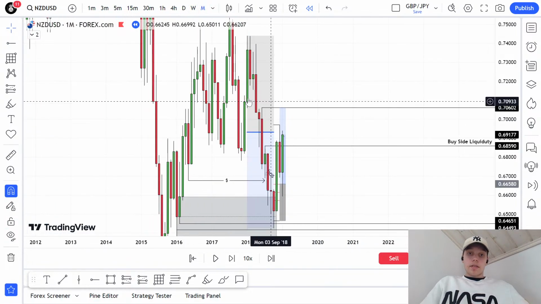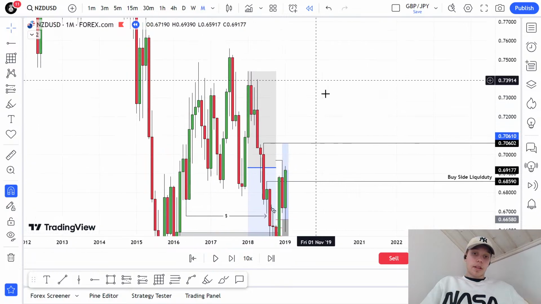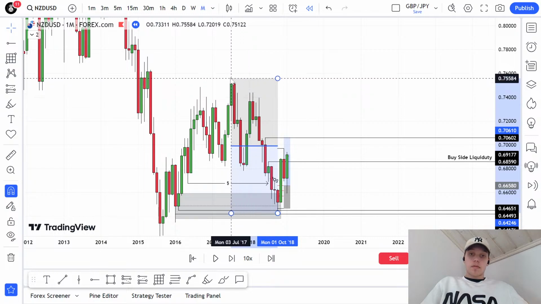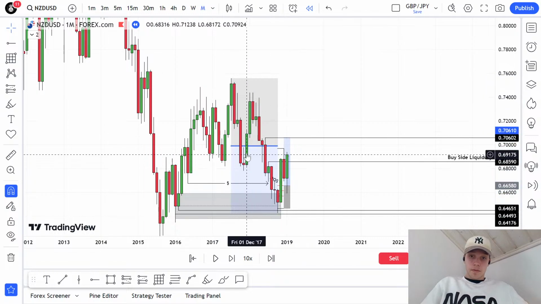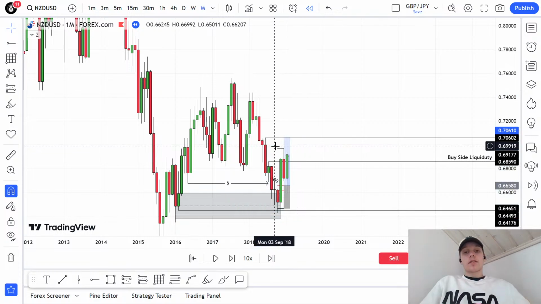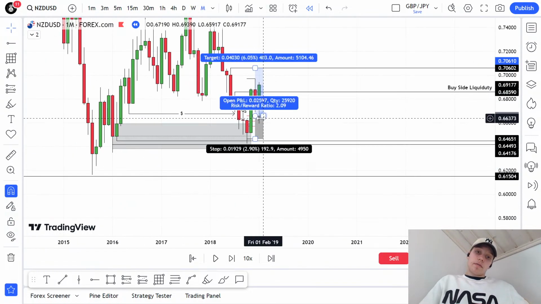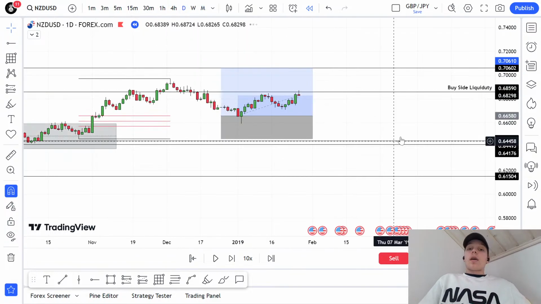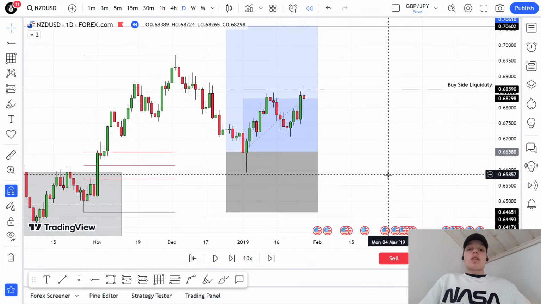As we identified, there is a large imbalance here. If you want to draw your data range from here, we actually haven't quite got the equilibrium price, and we're rejecting from the order block that I identified here. So I would say this buy is a valid one.